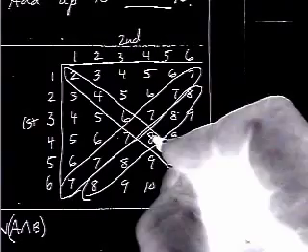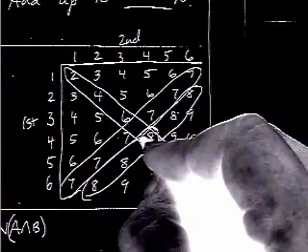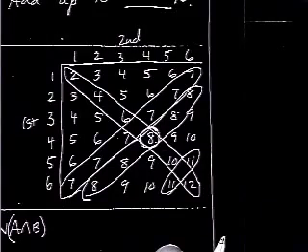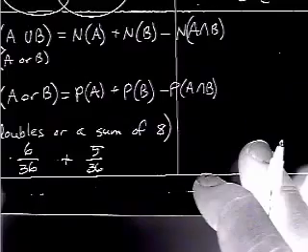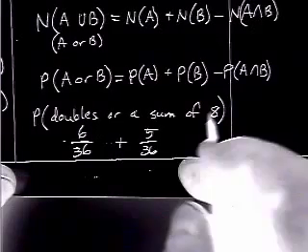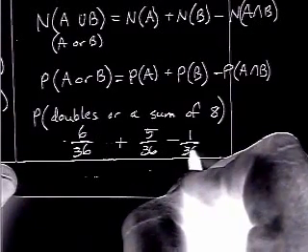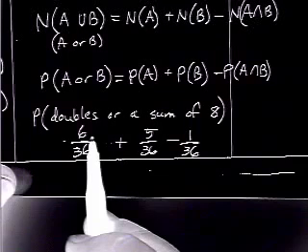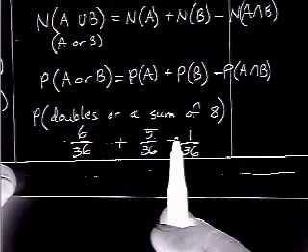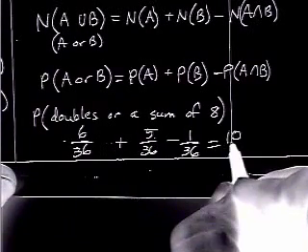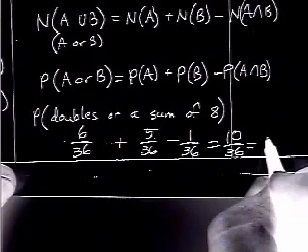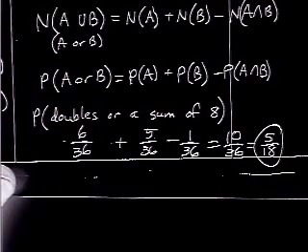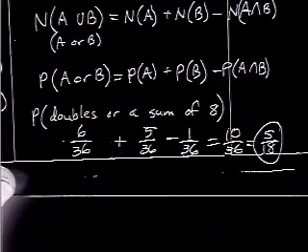But I want you to notice something. They overlap in one spot. So we have counted that situation twice. Therefore, in order to finish this off, we must subtract that 1 out of 36 since we counted it twice. So 6 plus 5 is 11, minus 1 is 10 out of 36, or 5 out of 18, is the probability of getting doubles or a sum of 8.